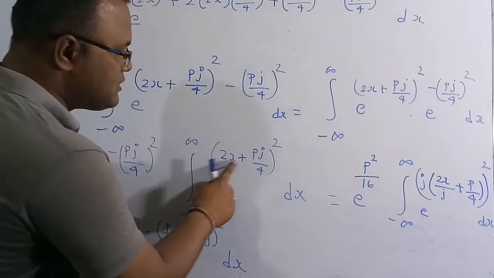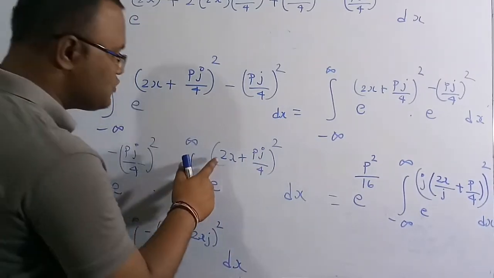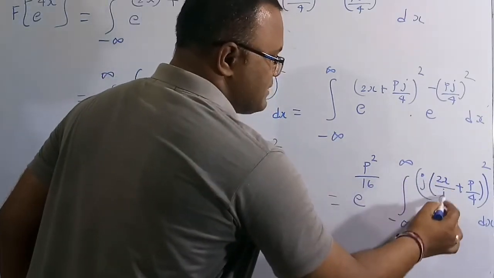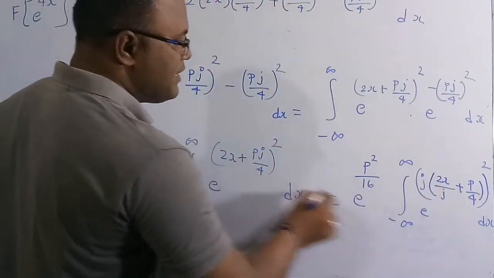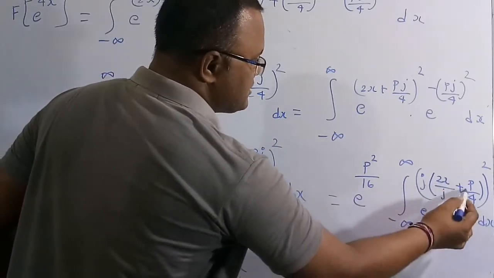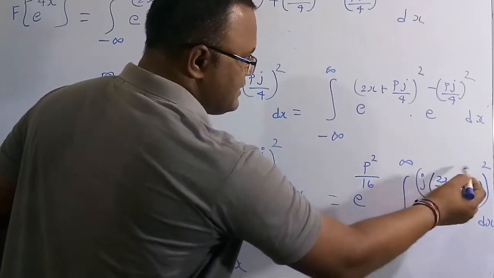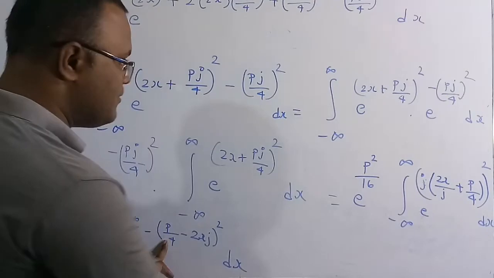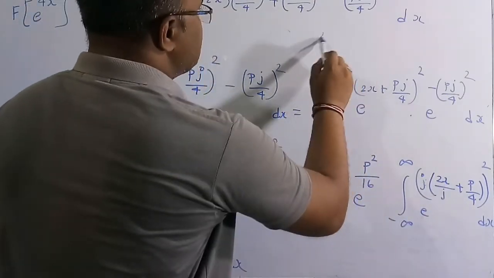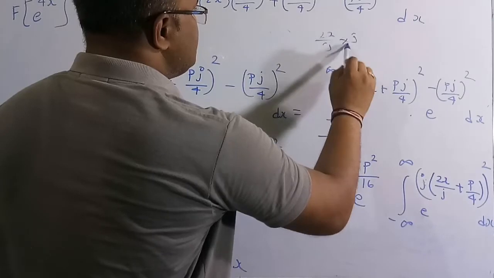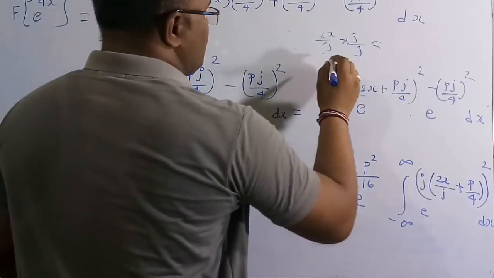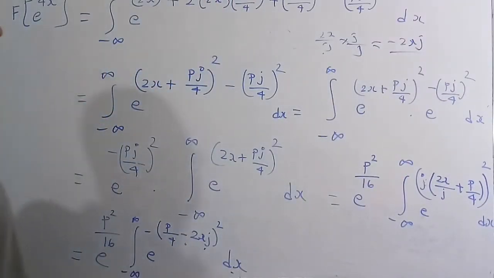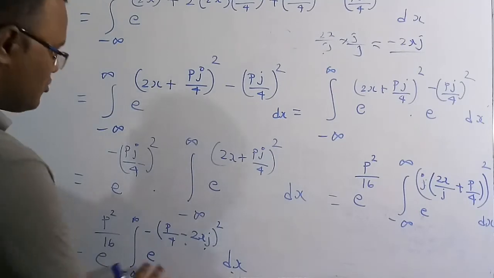Now in this 2x plus pj by 4, I will take j as common. If I take j as common, we get j into 2x by j plus p by 4, whole square. If I take j outside, j square is minus 1, so minus 1 into p by 4. And 2x by j is the same as 2x into j by j, and j square is minus 1, so you get minus 2xj. So minus 2xj whole square into dx. I took j as common and took it outside, so you can write it in this format.